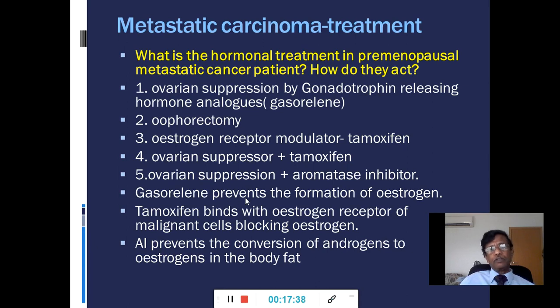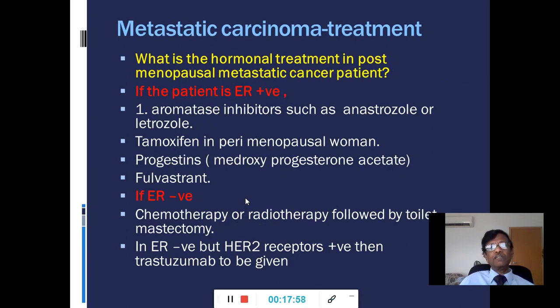Aromatase inhibitors prevent the conversion of androgen to estrogen in the body fat. So that is working even for the postmenopausal woman. This way it works: the conversion of the androgens to the estrogens will be prevented by the aromatase inhibitors. What is the hormonal treatment in a postmenopausal metastatic carcinoma patient? Aromatase inhibitor.